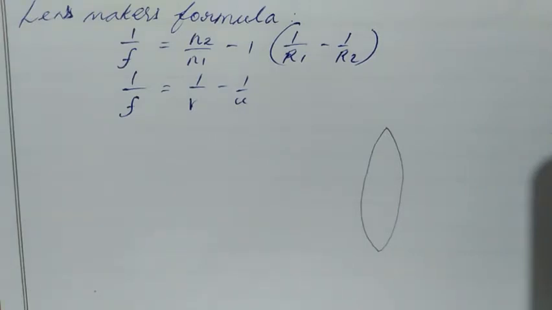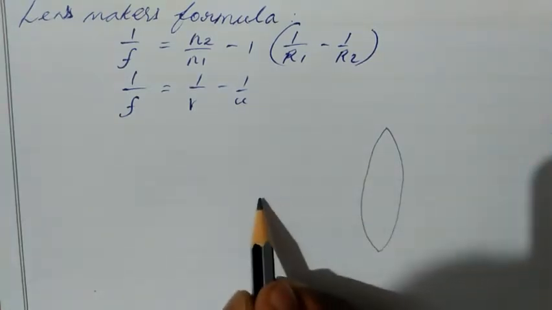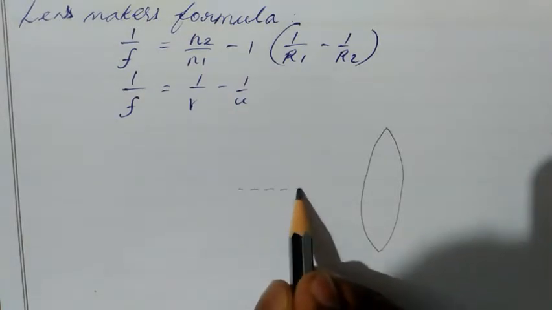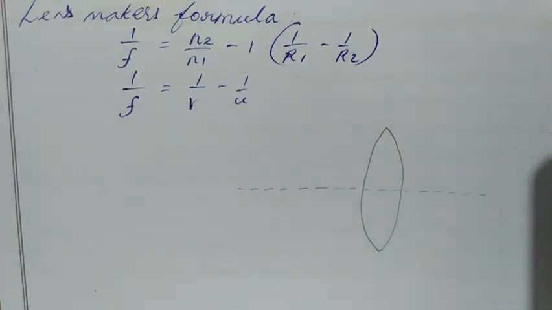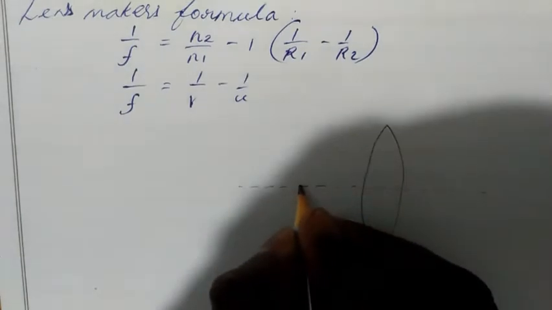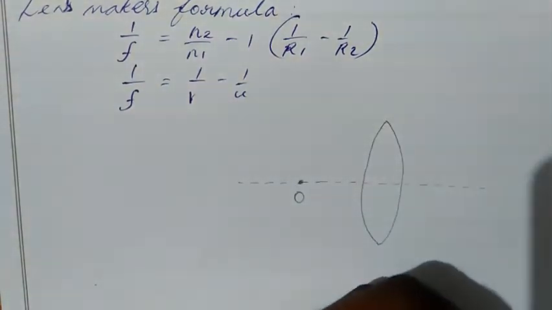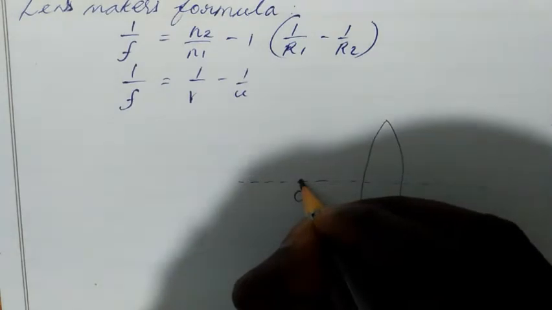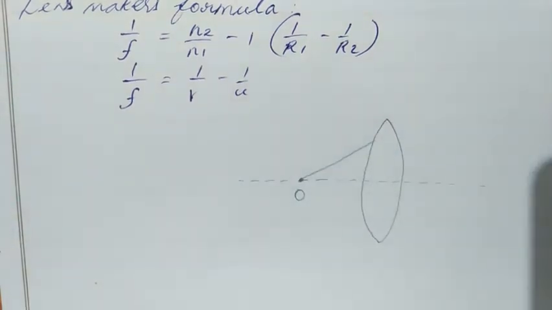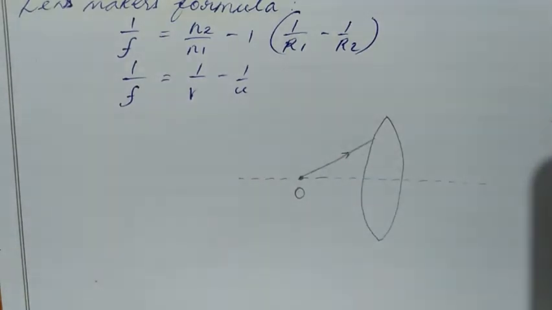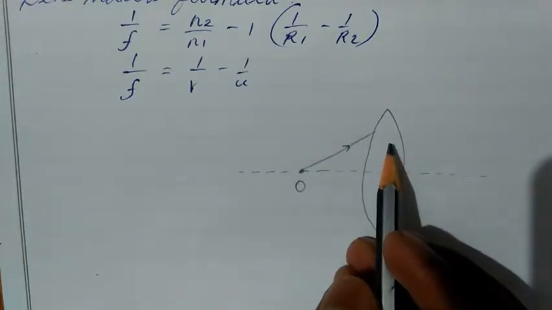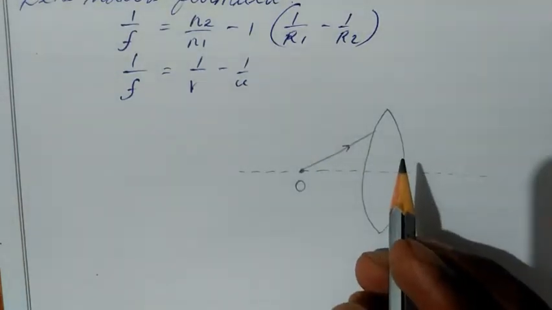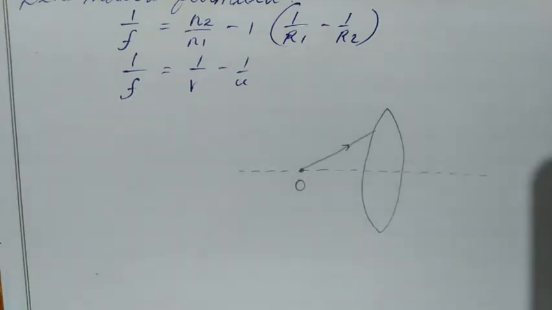A thin lens which has a principal axis somewhat here, and we have object O. A light ray comes from the object. This is our incident ray. So light moves from medium 1 to medium 2. Here air, here we have glass. Then what will happen? From a rarer to a denser medium, the light ray bends towards the normal.